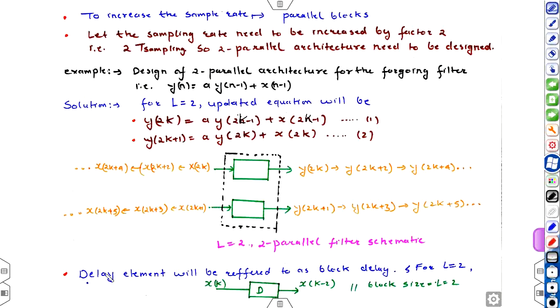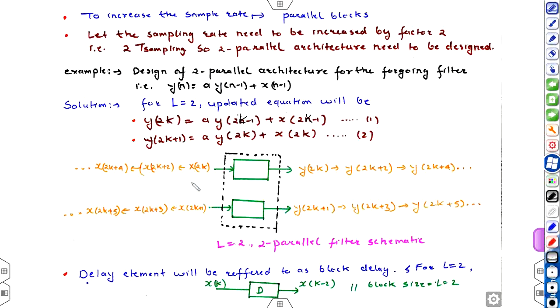Okay, so for this the delay element will be referred to as a block delay. So the block size L is 2 because it is processing 2 samples simultaneously. So block size is 2. So if the input is x of k, it would have stored x of k minus 2 previously.